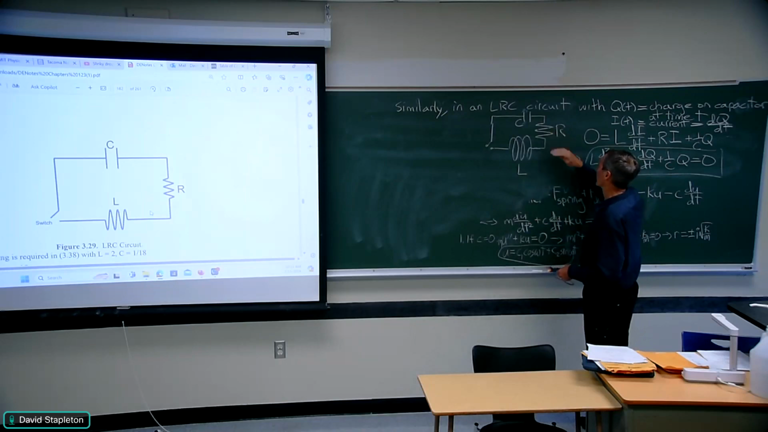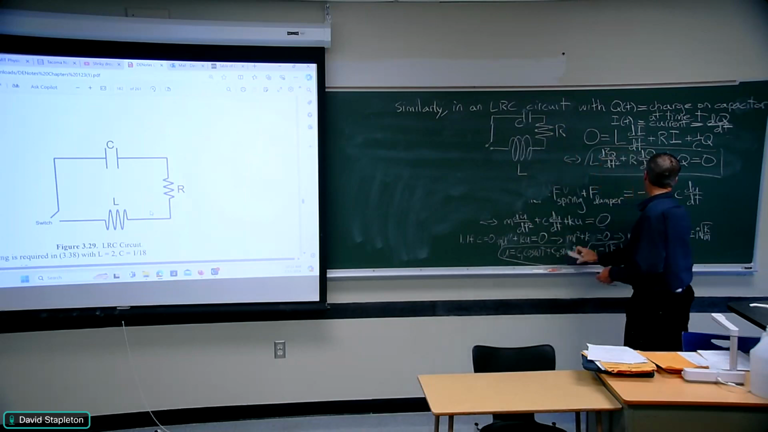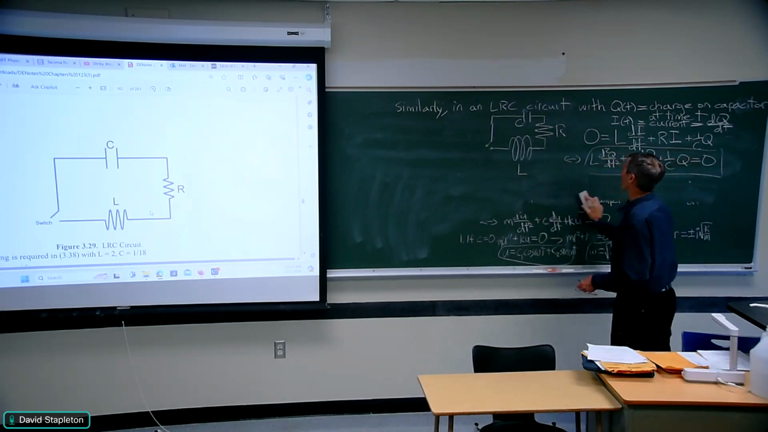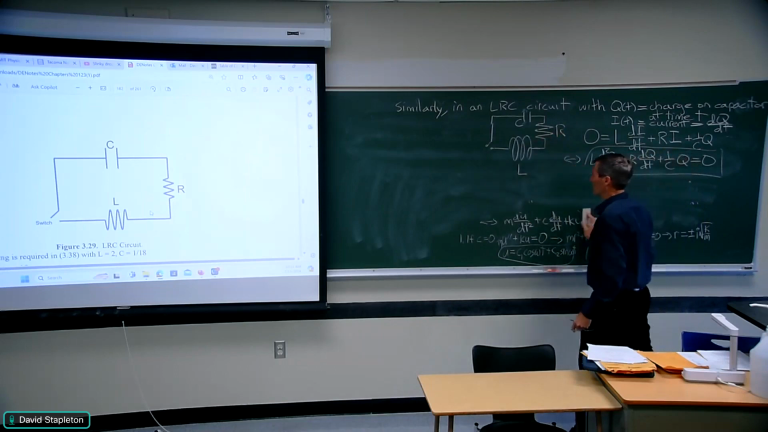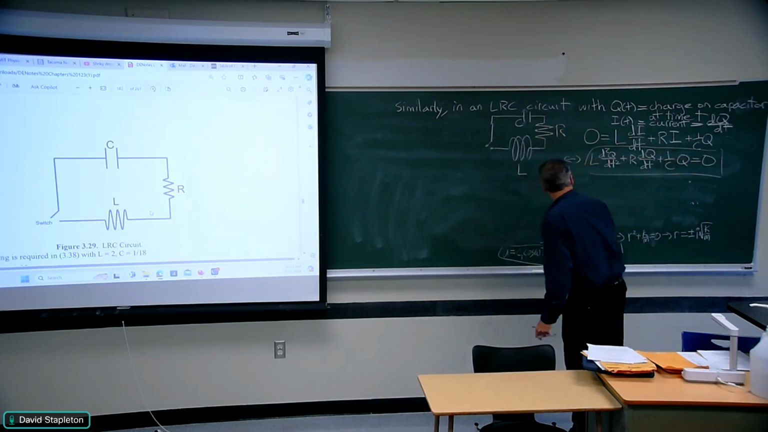But you put the resistor in here, and then that corresponds to the damped mass on the spring. And you get critical damping. You can make the current in the circuit damp out as quickly as possible by making the circuit critically damped, is the idea.